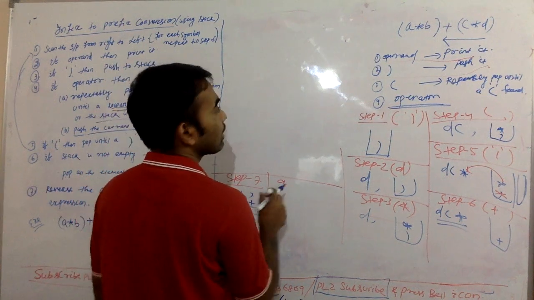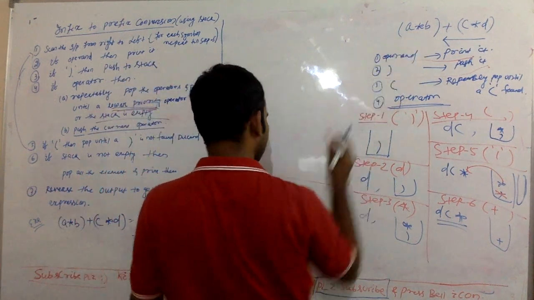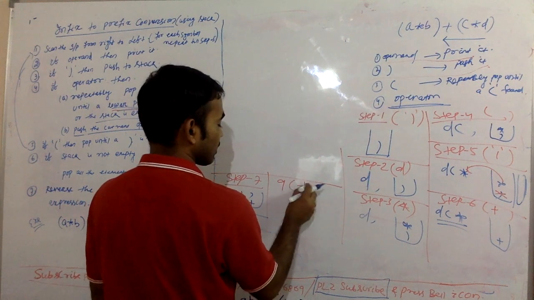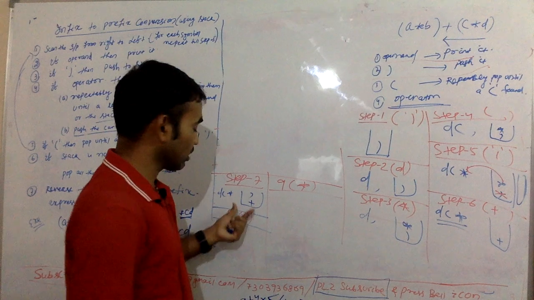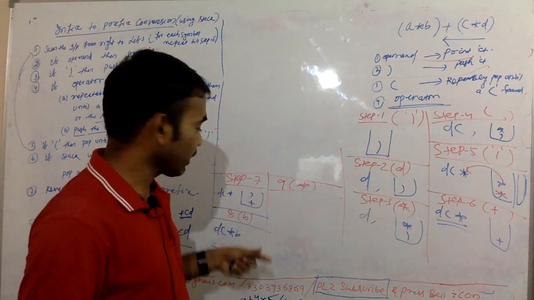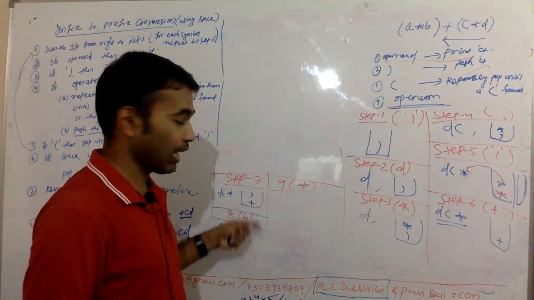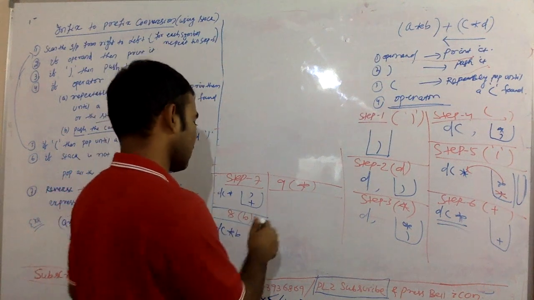So then the ninth step is another star coming. Star will look into the stack and it will keep on popping until a lower priority is found, but there is a bracket, so it will just simply push the star, right?